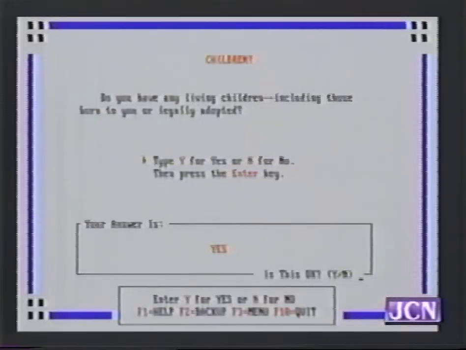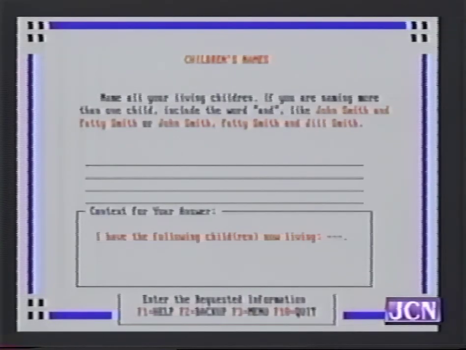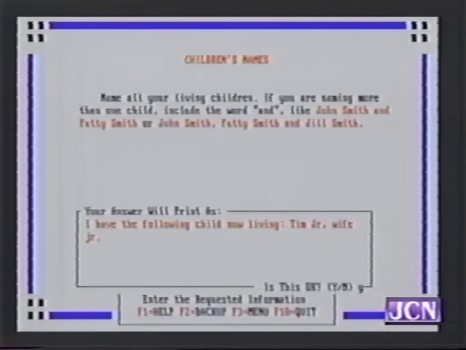Do you have any living children, including those born to you or legally adopted? No, I don't. Is this okay? No, we're going to say yes, we do. We're just going to see where that takes us. Is this okay? Yes, it certainly is. Name all your living children. Well, I'll just say Tim, Jr., comma, wife, Jr. And that's right, we got the kids, Tim and wife, Jr.